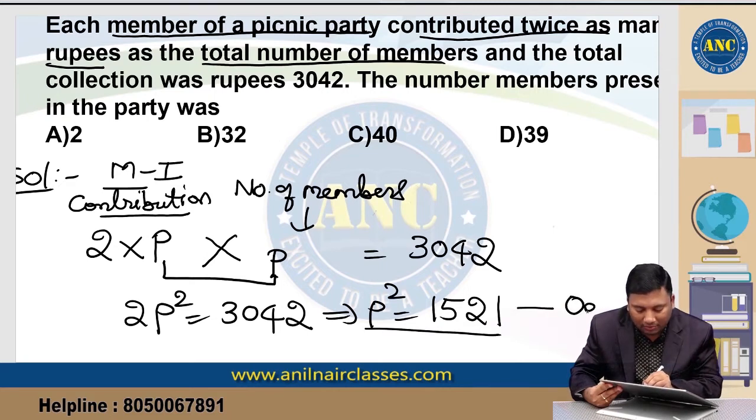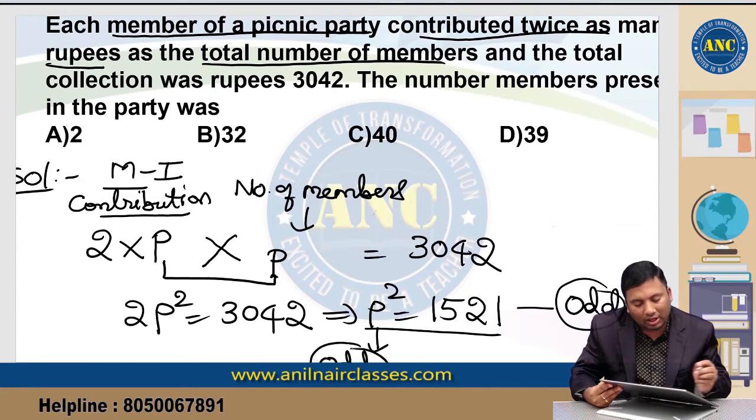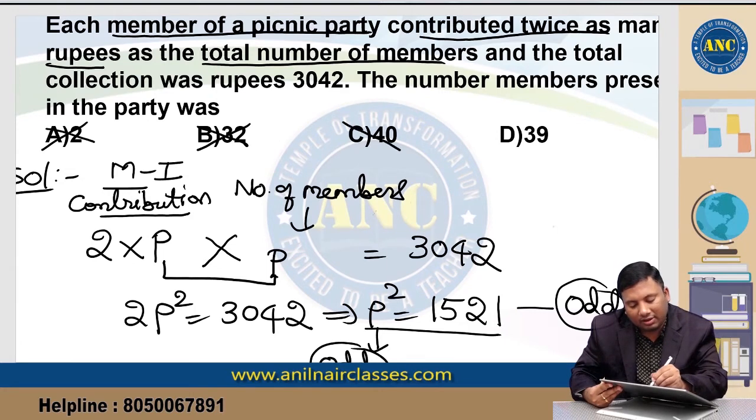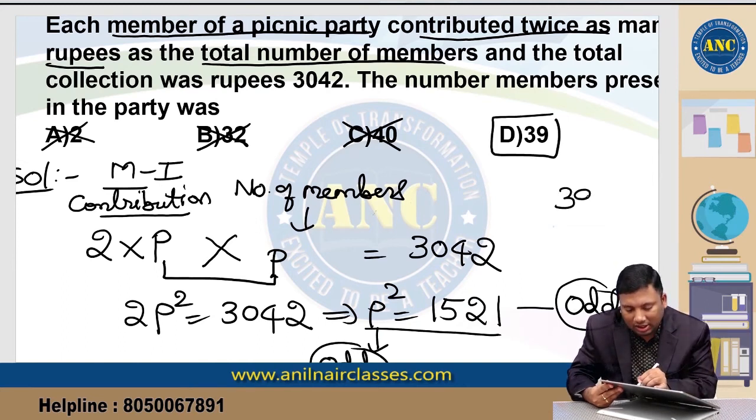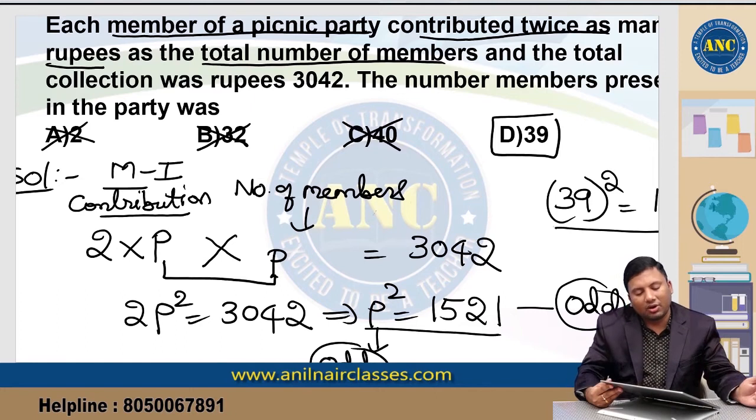1521 is an odd number. An odd number's square should be an odd number, so P should be an odd number. Here the first three options are even numbers. So the answer for this question is 39. So 39 whole square is nothing but 1521. Eliminating the first three options, I got this answer.